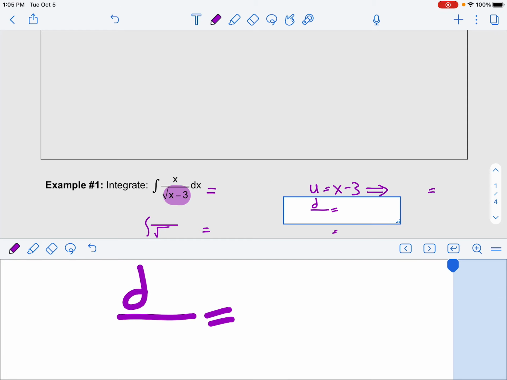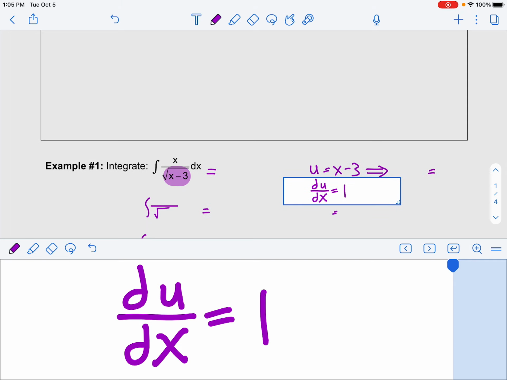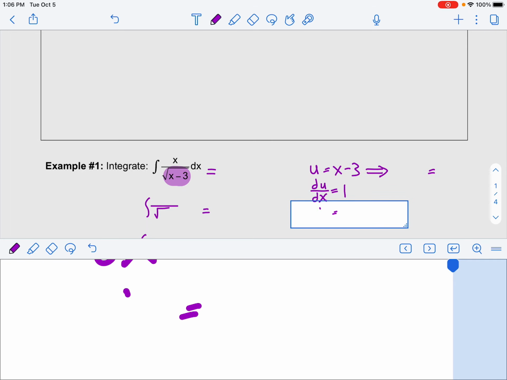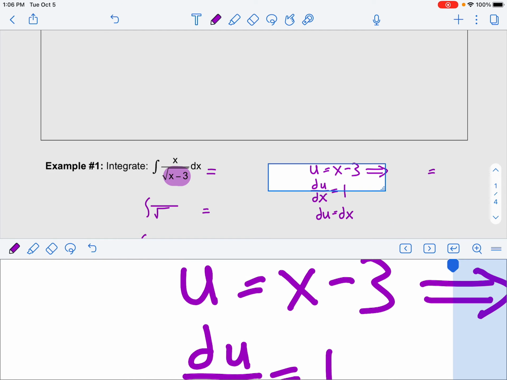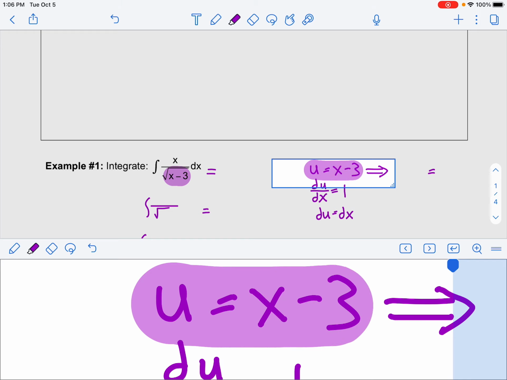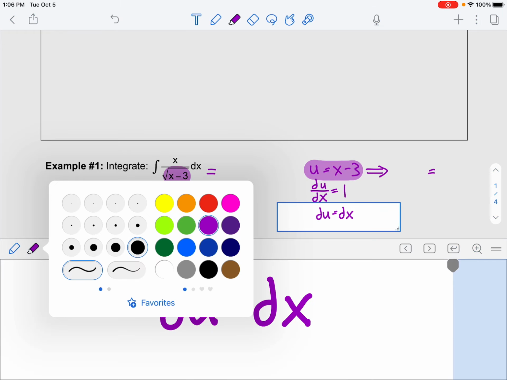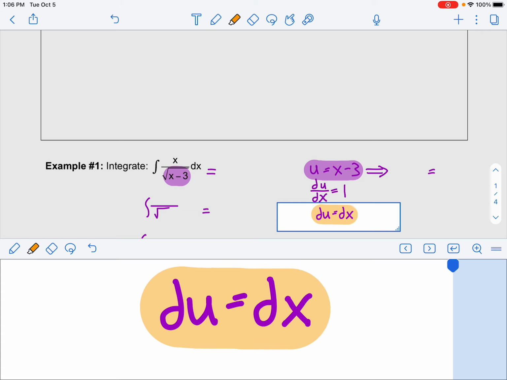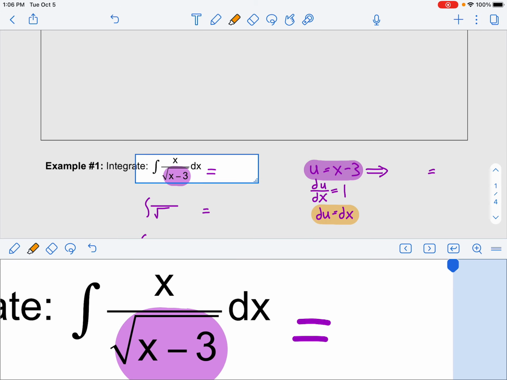means when I take the derivative with respect to x on both sides, I get du over dx is 1, and I'm going to get that du is equal to dx. So I can multiply the differential over, okay? So I get u is equal to x minus 3, and I get that du is equal to dx. So I can substitute out the dx there as well.